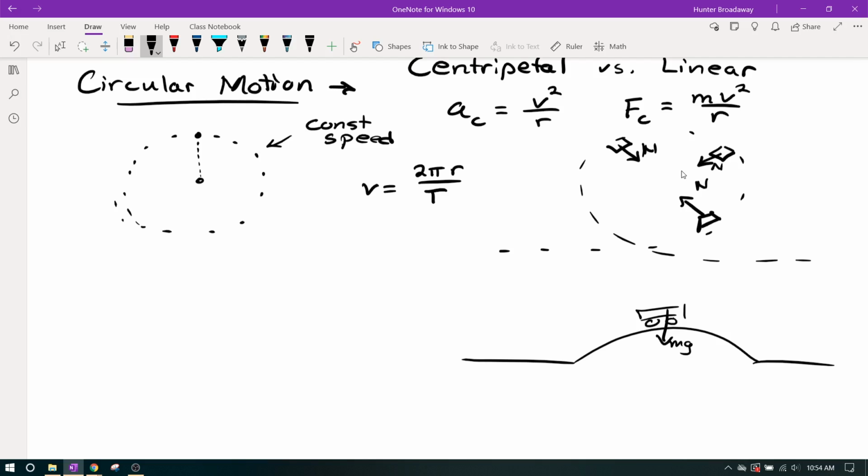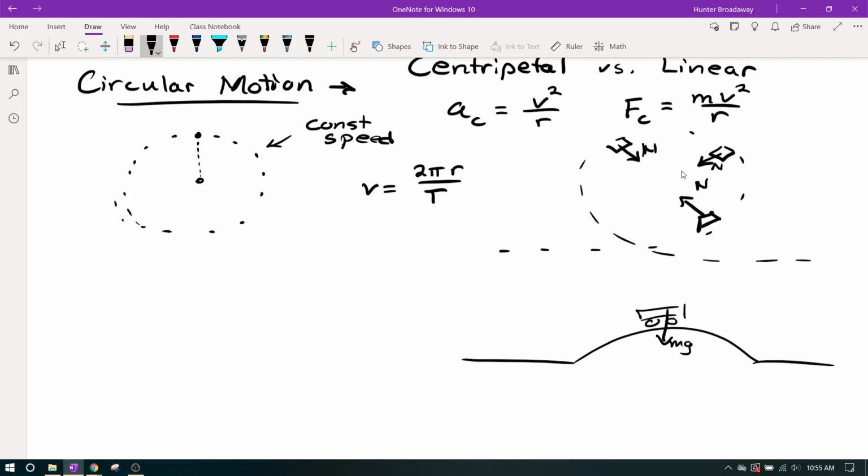So if you're ever dealing with this problem, the only time I would actually bother with it is if you're at the very, very tippy top of the circular hill, not at any other place, because then you would either be decelerating or accelerating, and that makes life more difficult. It's not a straightforward problem at that point.